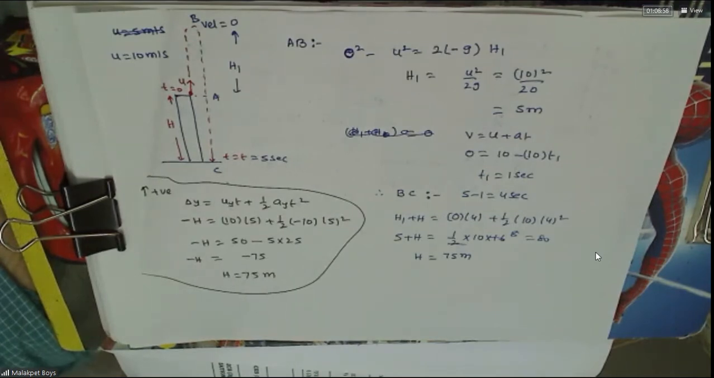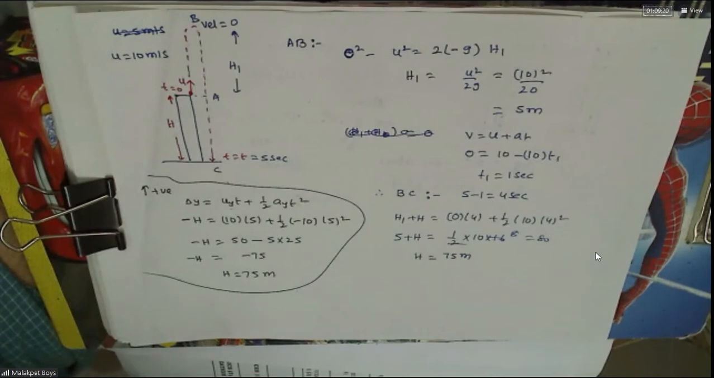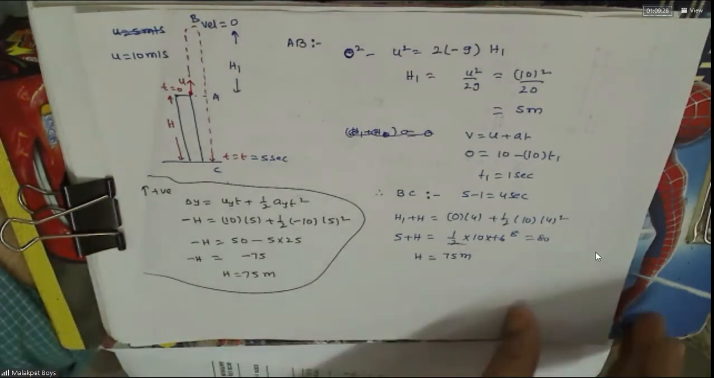V equals u plus at, S equals ut plus half at square, distance in the nth second. Three-four relations are there. The infinite problems you have to do. And thinking will be different for each problem. I'm just picking up the problems which will help you to do the assignments. In assignment, you will see more number of questions. Shall I turn this? Yes, sir. 1 minute, sir.